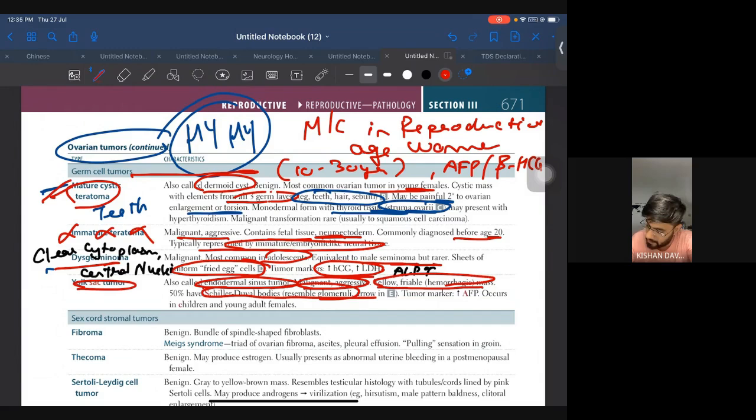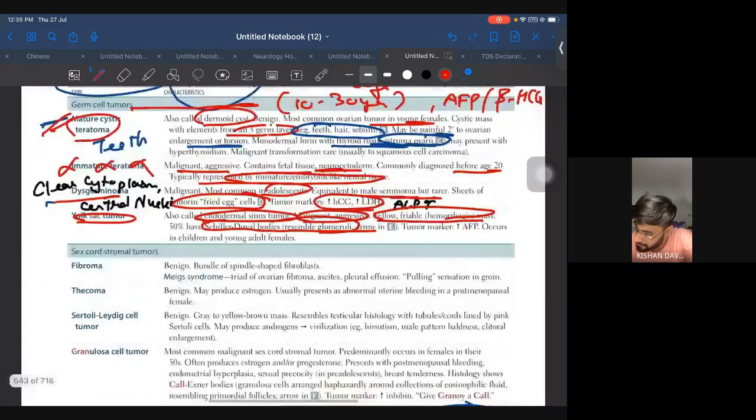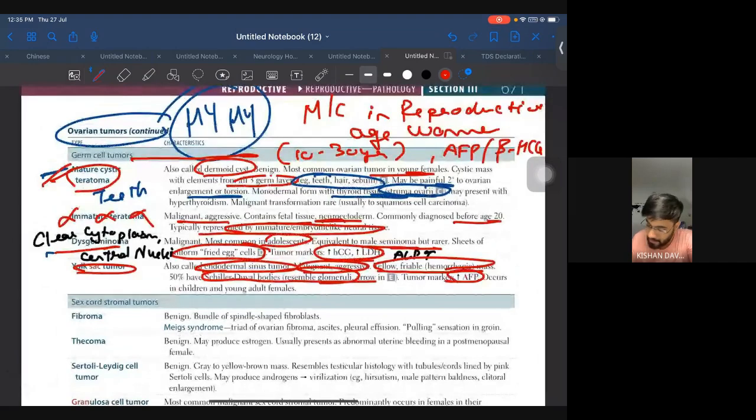So let's just see Schiller-Duval bodies. This is what Schiller-Duval bodies look like. Tumor marker is AFP, occurs in children and young adult females. This is very important. So three germ cell tumors we have done: dysgerminoma, mature teratoma, and yolk sac tumor. Do this properly because questions will come and they will confuse you based on the lab work.